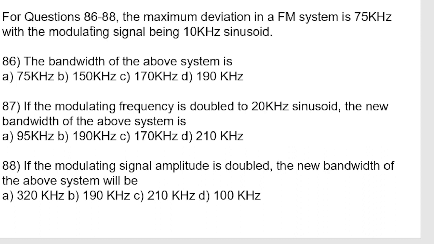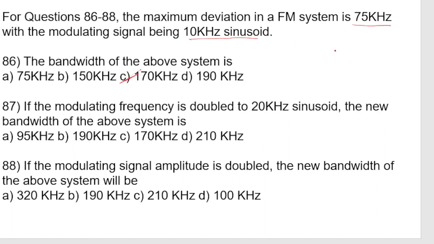For question 86 to 88, it is asking for FM, already given 75 kilohertz. This is given 75 kilohertz with modulating signal, 10 kilohertz with sinusoidal signal. The bandwidth of the above system is 75, 150, 170 and 190. So it can be easily 150 plus 20, 170. So this is the answer.